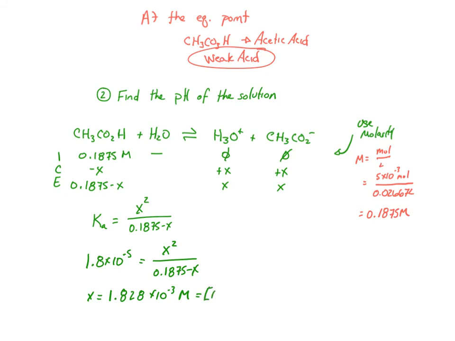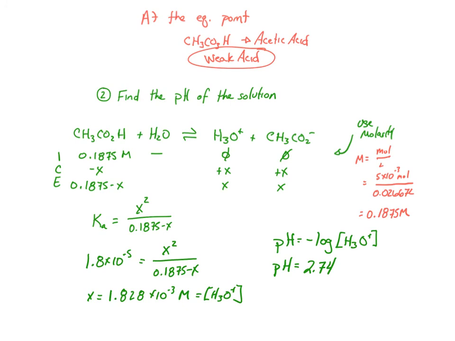And this is equal to the hydronium ion concentration. So the pH is equal to minus log of the concentration of H3O plus. And so the pH is equal to 2.74.